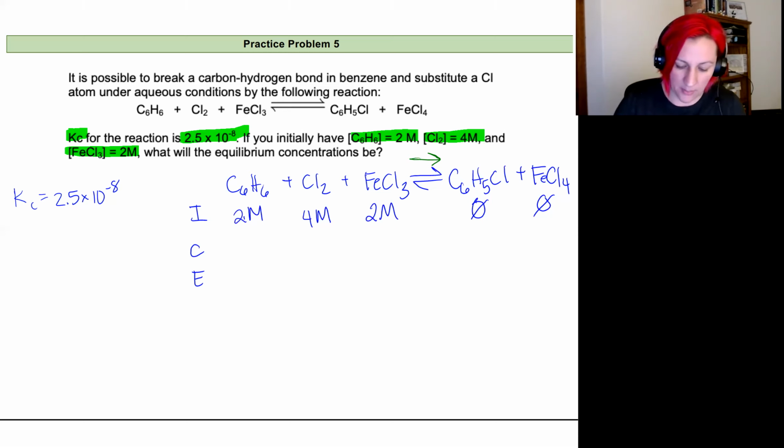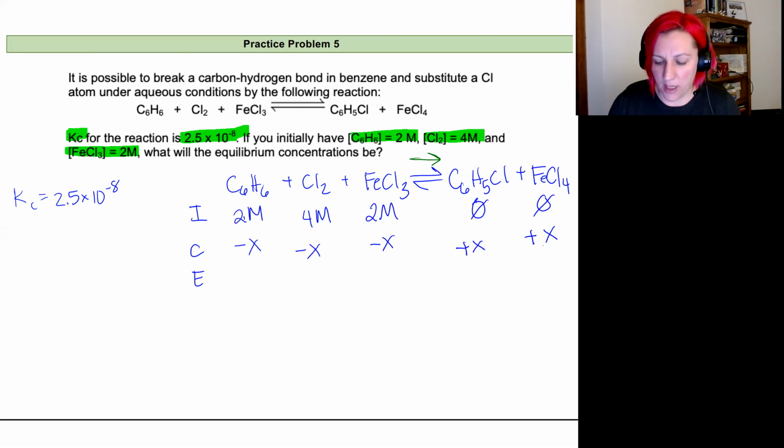So I'm going to put minus X for my change in benzene, and I have a coefficient of 1, so it's just minus 1X or minus X. Same for my chlorine and my iron. And I'm going to gain X for both my products as they change and come to equilibrium. Again, I'm just using X because I have a coefficient of 1 in front of my products. Now I'll bring this all together. Remember, I'm adding up the initial and the change to get an idea of what it'll look like at equilibrium in terms of X. So I'll have 2 minus X, 4 minus X, 2 minus X, X, and X.